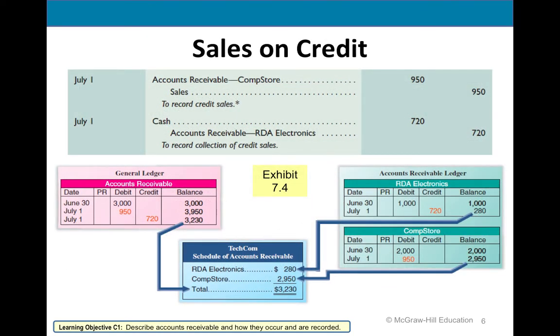And again, if you notice right here, remember, with receivables, yes, you have your master balance. But then for each account, for each person you have a receivable for, such as RDA Electronics, they had $1,000, made a payment, now they owe $280. Comstar bought $2,000, bought some more, now they owe $2,950.